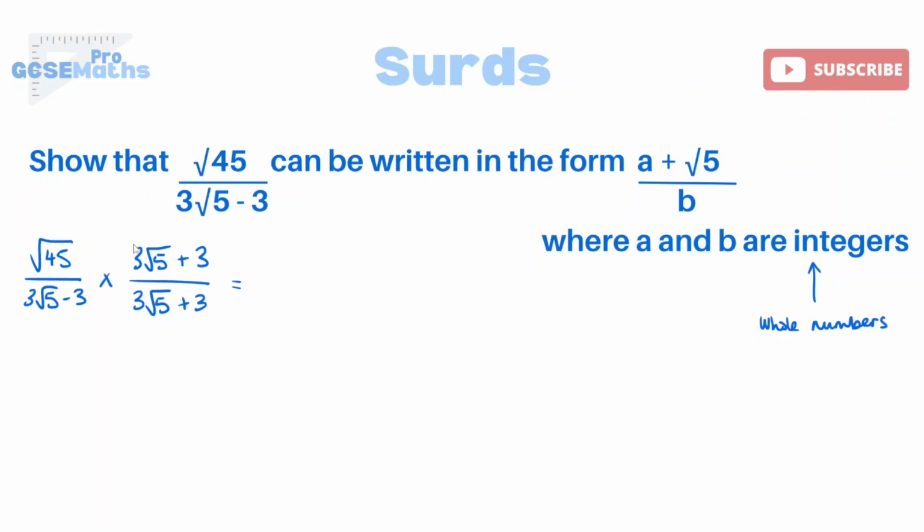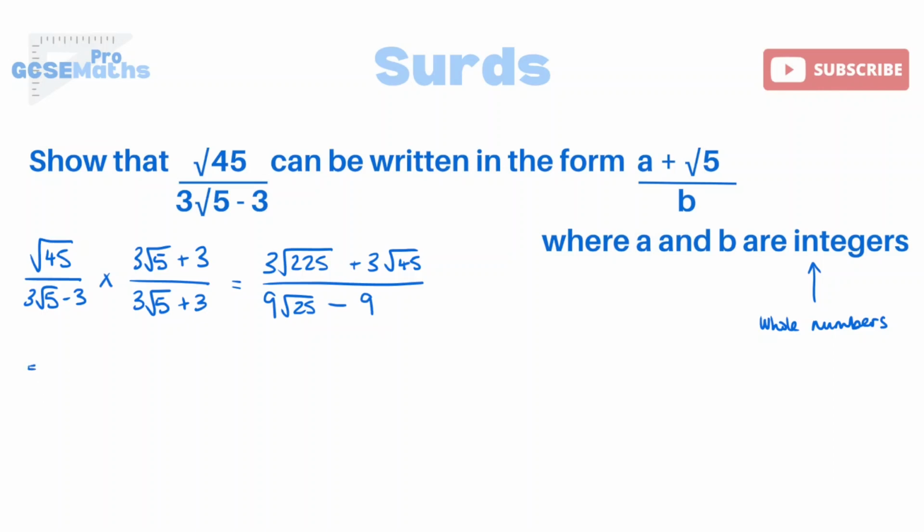Root 45 times 3 root 5, so we've got 3 root 225. And then root 45 times 3, which is just 3 root 45. That's the numerator. The denominator, this is where I'm going to skip some steps. I know the middle bit's going to cancel out, so it's basically just 3 root 5 times 3 root 5, which is 9 root 25. And I know it's going to be minus, because it's then minus 3 times 3, which is minus 9. Okay, so I've made that skip.